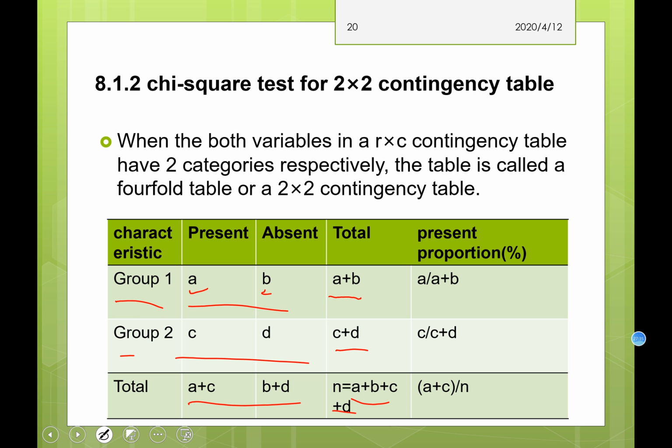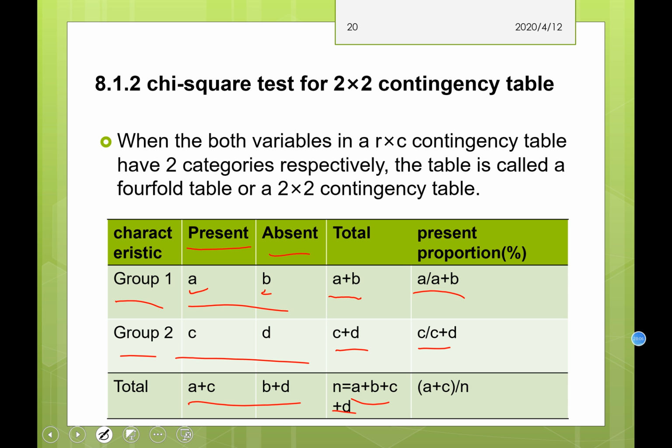we have 2 groups, and the grouping is based on the characteristics in the research. And here we use present and absent as the 2 levels of the column. So here, if we want to calculate the present proportion in each group, we can get these numbers.